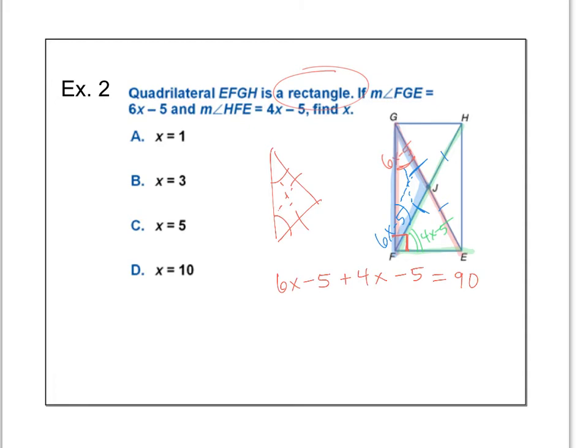All right, now we can start solving for x. So we have 10x minus 10 equals 90. Add your 10.